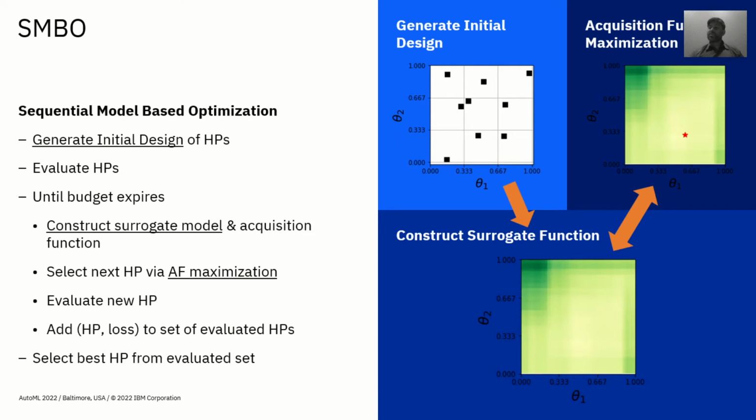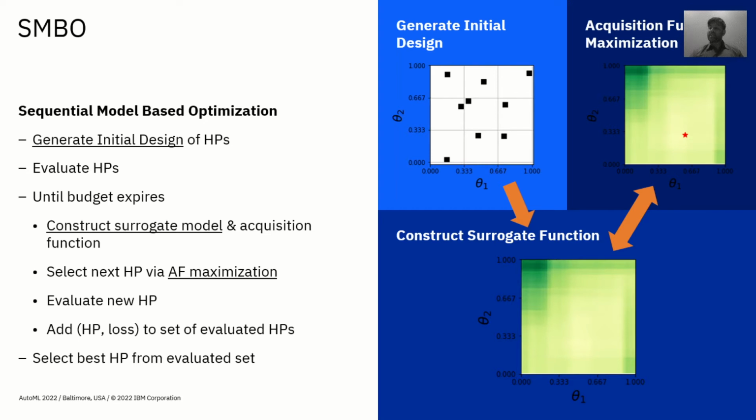SMBO, or sequential model-based optimization, is a standard technique where we first generate an initial design of hyperparameters and evaluate them. Then, until the HPO budget expires, we iteratively construct a surrogate function and a corresponding acquisition function using the hyperparameter evaluations till now, and select the next hyperparameter by maximizing the acquisition function and evaluating it. Finally, we select the best hyperparameter from our evaluated set.